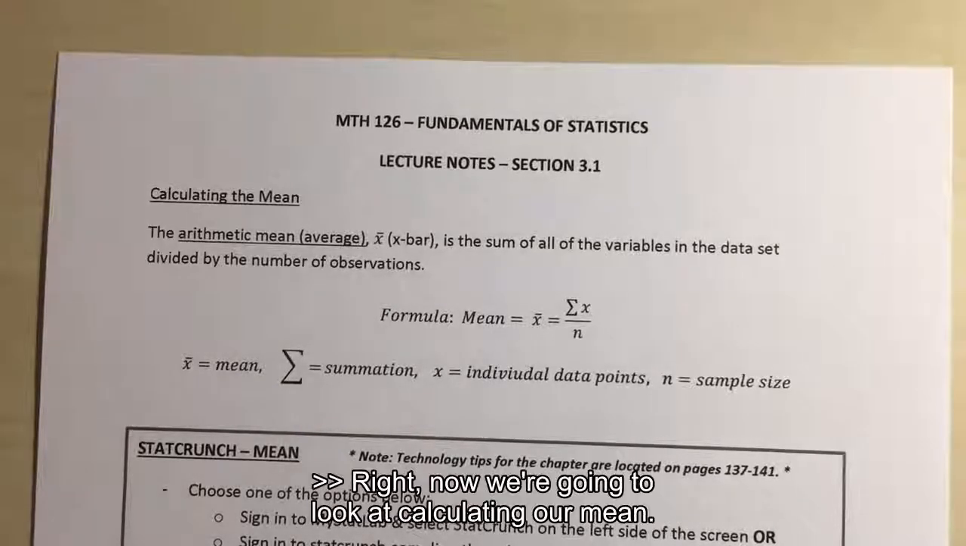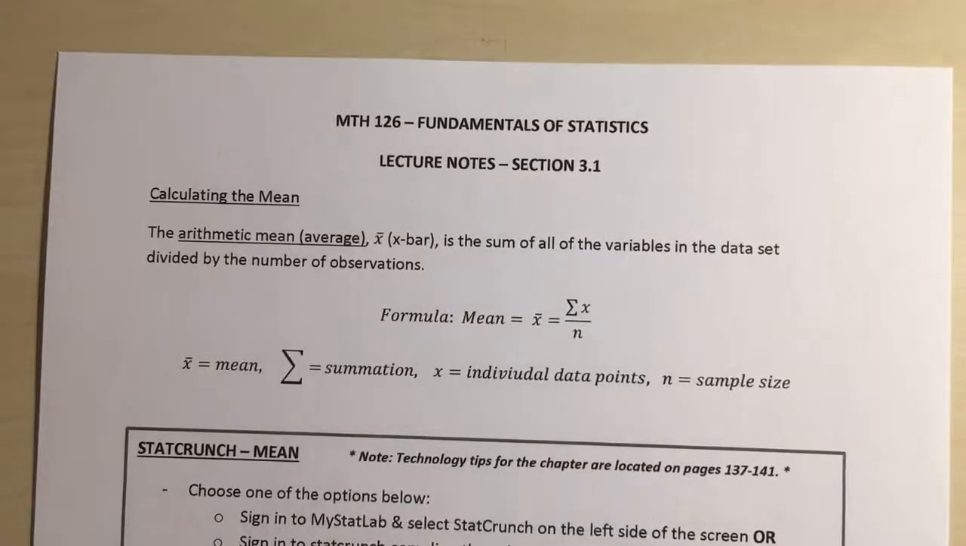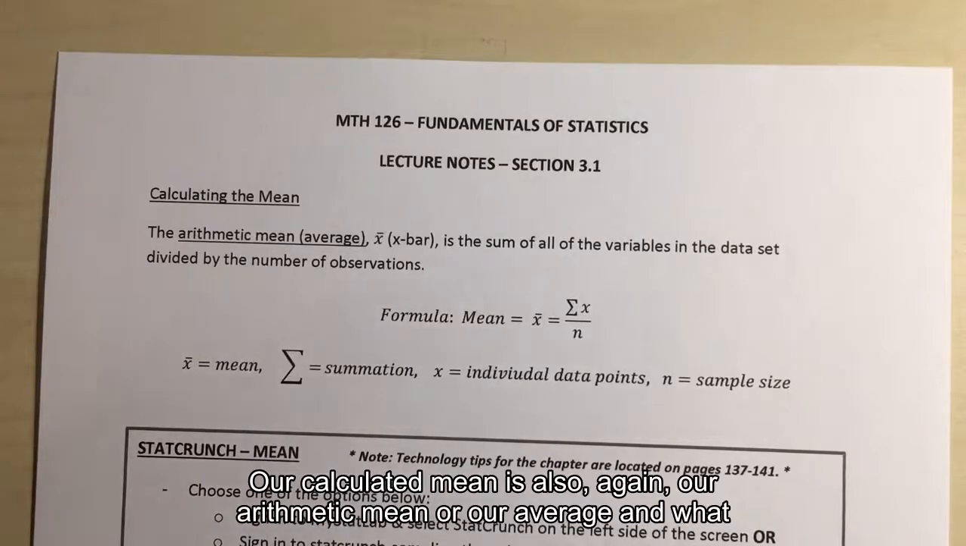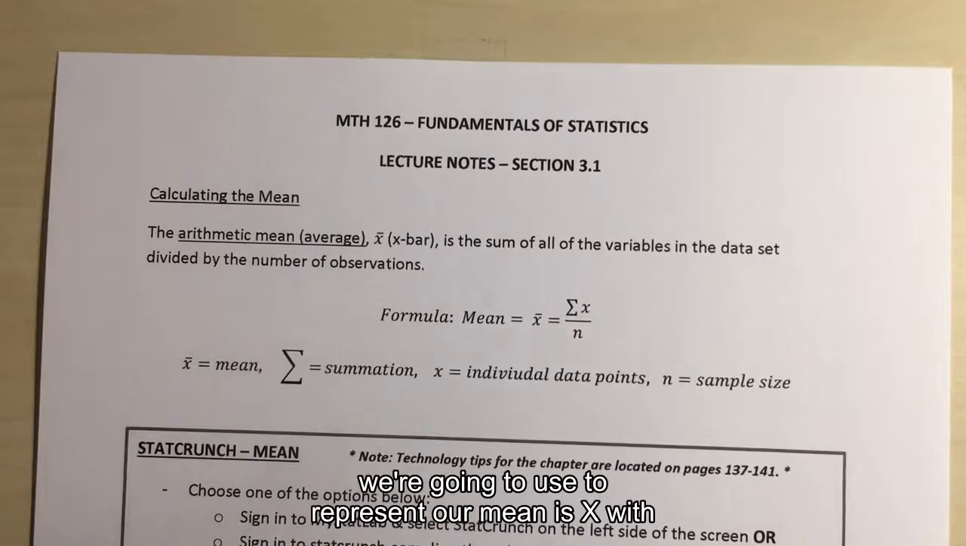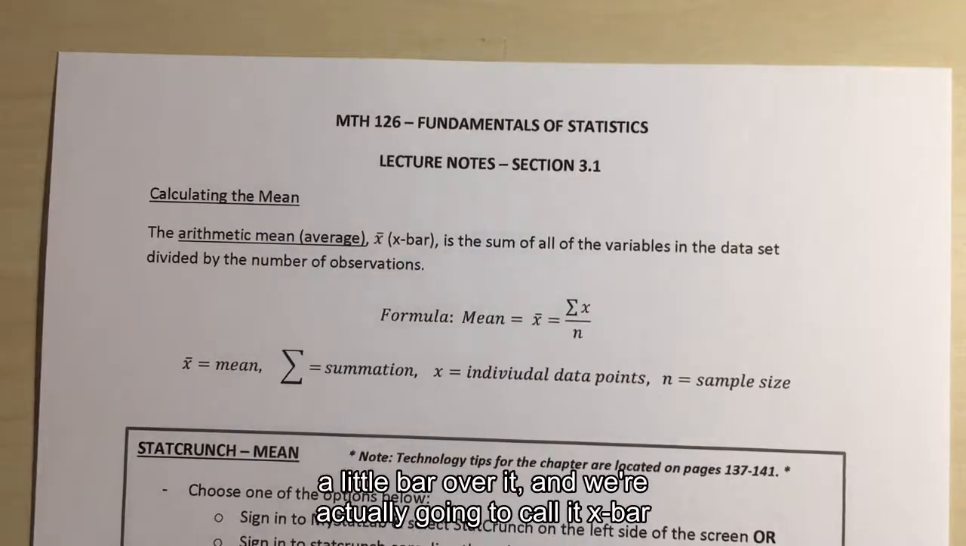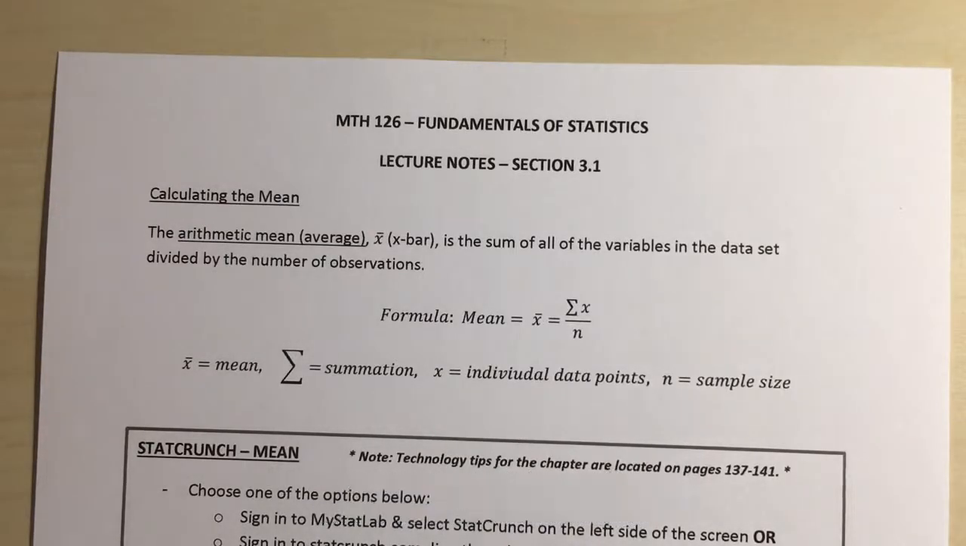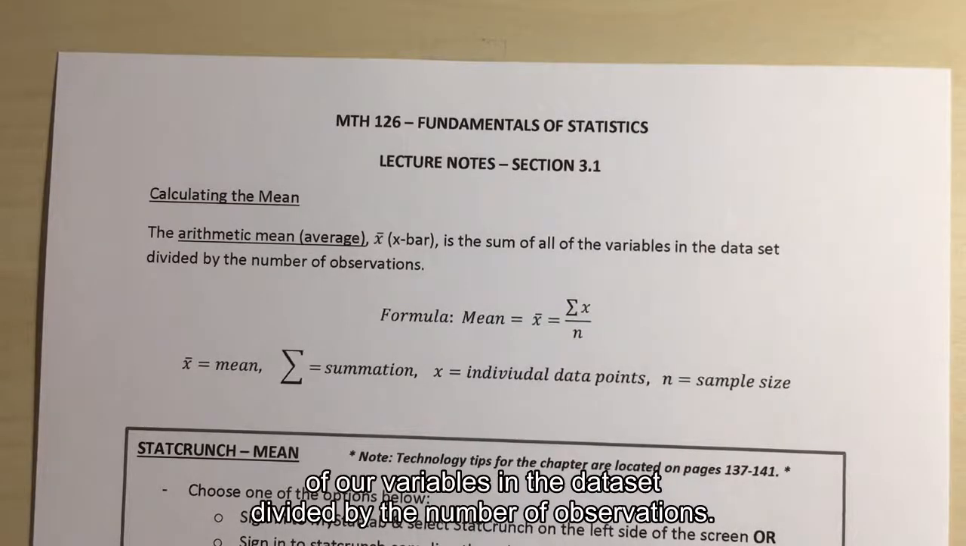Right. So now we're going to look at calculating our mean. Our calculated mean is also, again, our arithmetic mean or our average. What we're going to use to represent our mean is x with a little bar over it, and we're actually going to call it x bar as we go through and talk about this value. So our mean, our x bar value, is the sum of all of our variables in the data set divided by the number of observations.